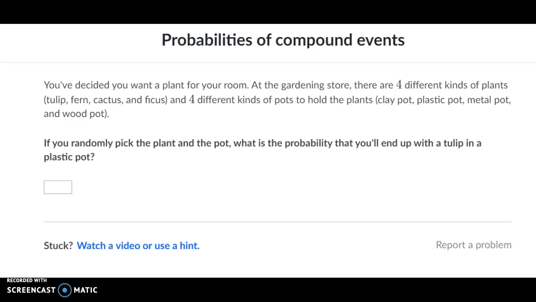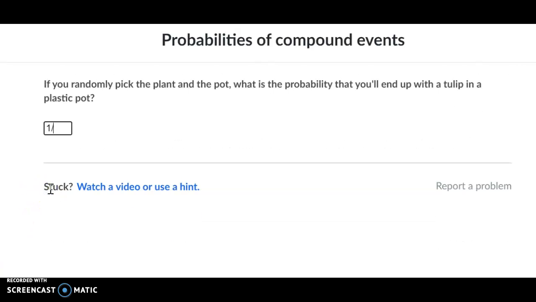Now, these seem to be independent events. Apparently, you can get any plant in any type of pot. So we would multiply 1/4 times 1/4, and we should get 1 out of 16, which is correct.